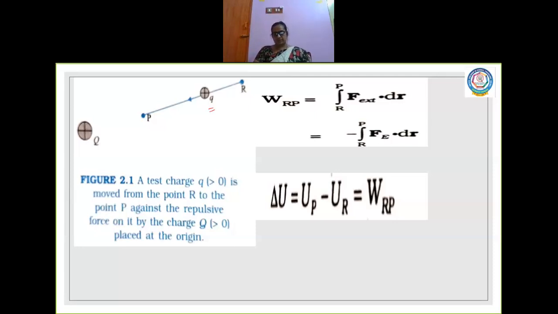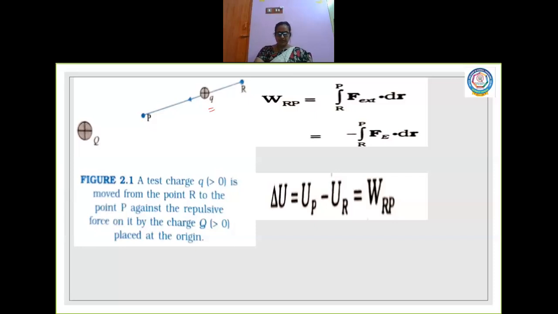Now when you do a work, this work will increase its potential energy, which is equal to the potential difference between points P and R. So whatever work has been done will increase the potential energy between any 2 points, which is termed as electric potential difference. So what is electric potential difference? It is defined as del U, which is equal to UP minus UR. Now U is the potential energy. So potential energy at P, potential energy at R, the difference in their potential energy, which is nothing but what you call electric potential difference.